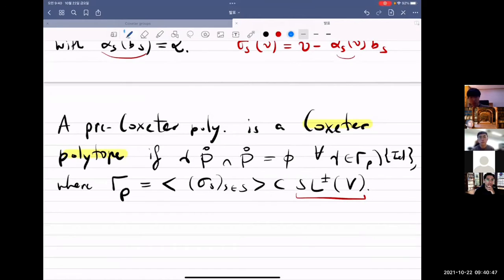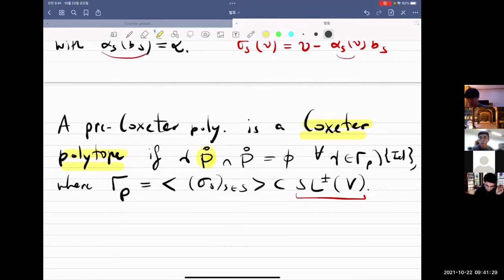Okay, so as you can see, when the pre-Coxeter polytope is a Coxeter polytope, then we have a tiling of some part of this projective sphere. That's exactly what it says, right? Because the interior of P has no intersection with the different translates when gamma is non-trivial, right?